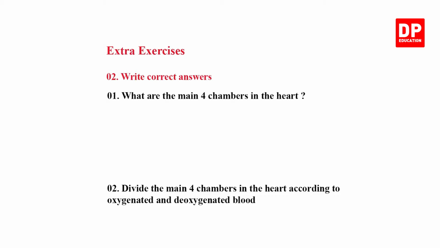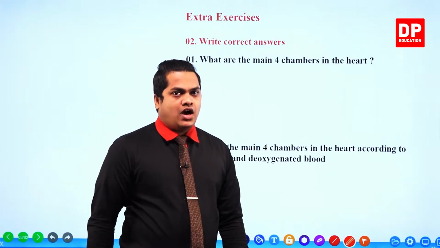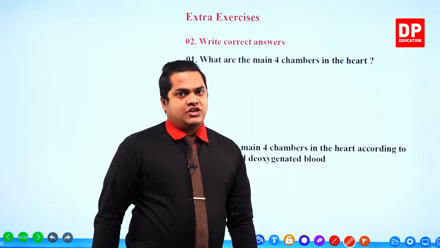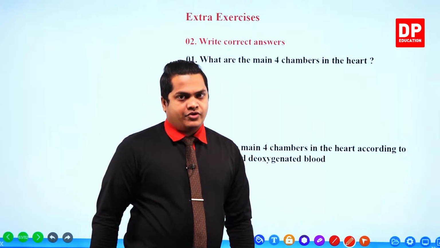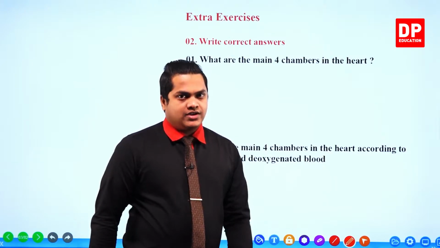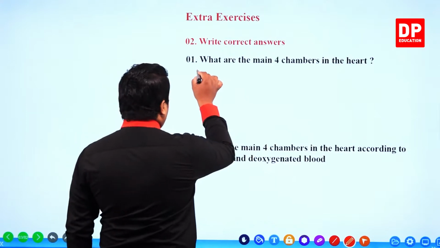Number 1. What are the main 4 chambers in the heart? So you have to name the 4 chambers within the heart in the first question. The main 4 chambers in the heart are left and right ventricles, and left and right auricles. So we can write down the answer. It's quite simple.